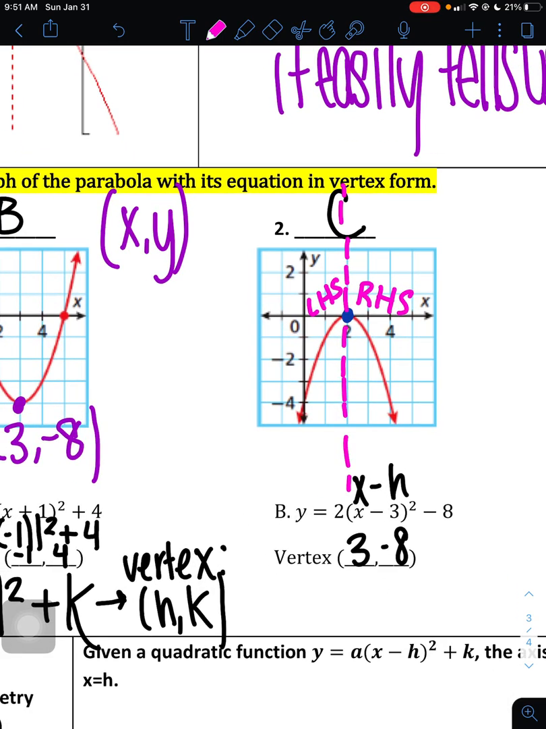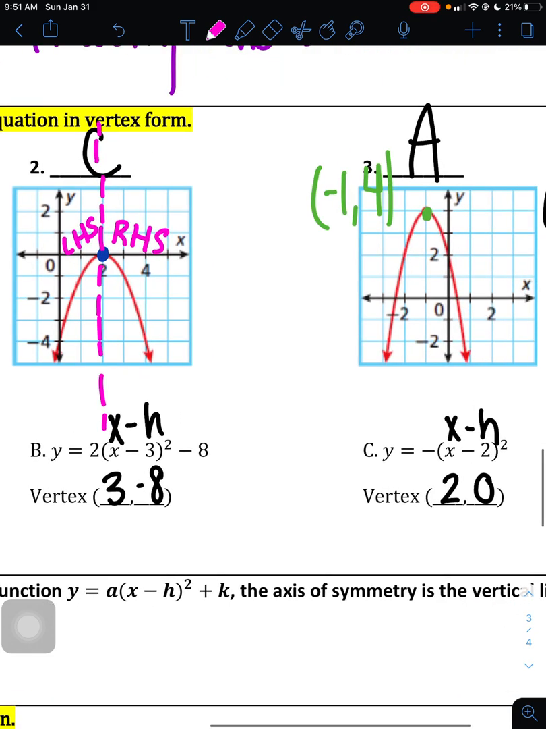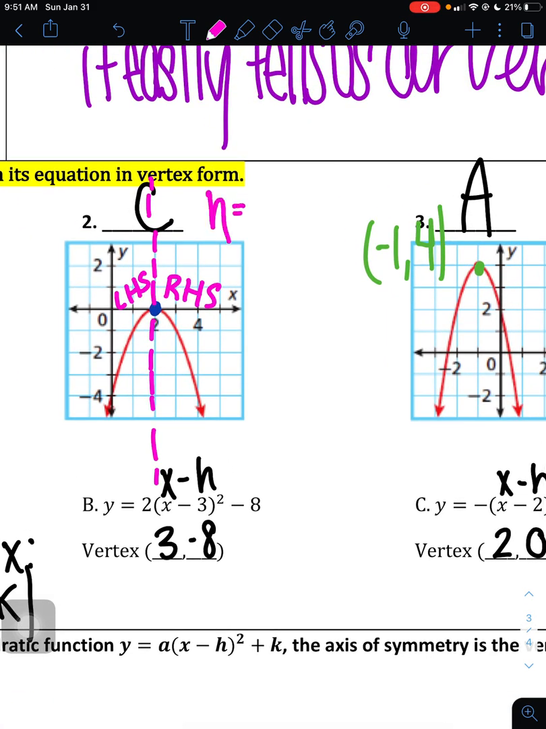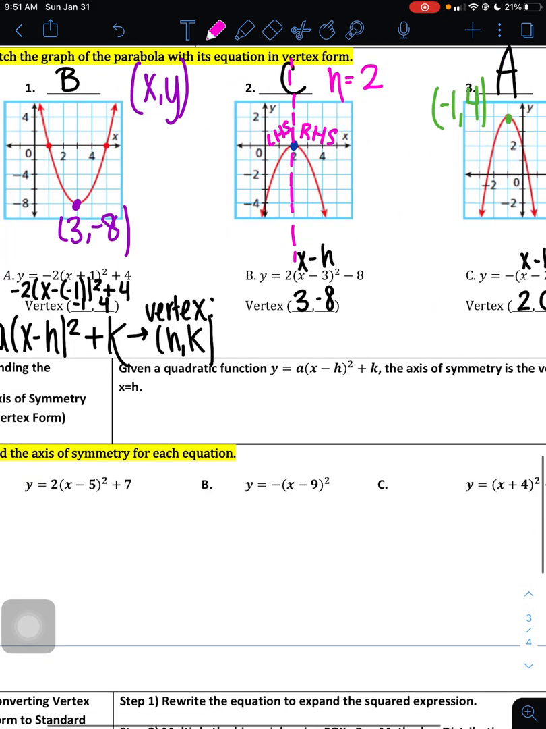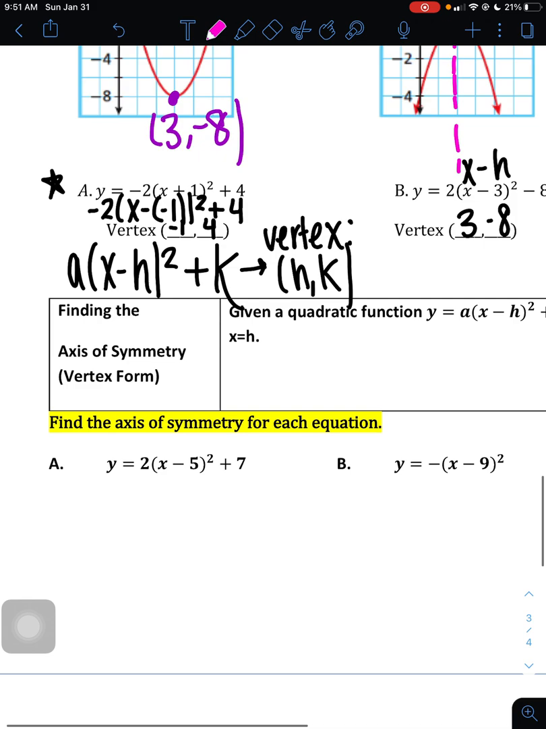The notes below told me that the axis of symmetry is equal to the line x is equal to h. In this format here, we had already identified h to be 2. We said h was 2 here. And notice that's the exact line that's our axis of symmetry. So whatever our x value is for the vertex, that's the line that represents our axis of symmetry.